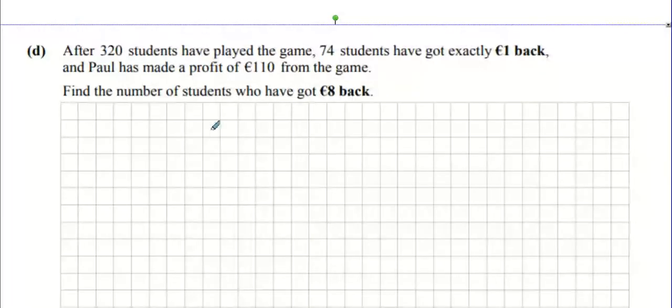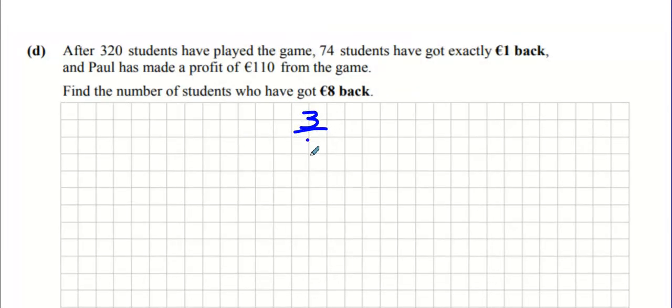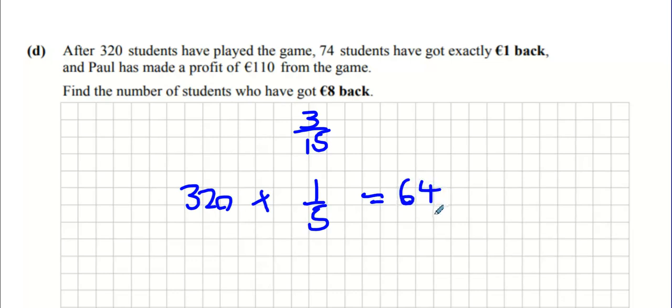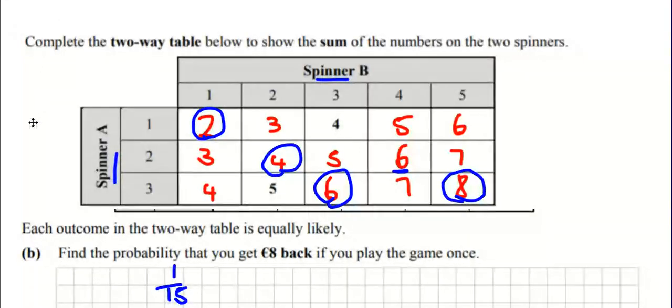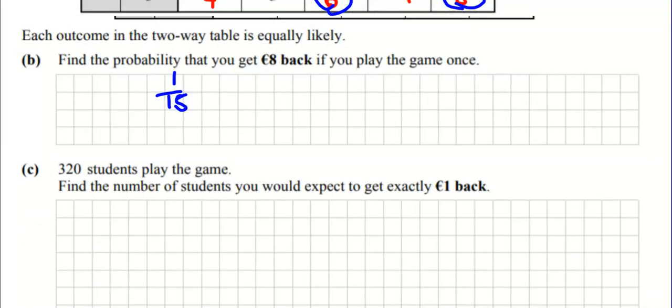So that's a 3 out of 15 chance, which is 1 out of 5. This should happen a fifth of the time. And if 320 students were to play it, it's going to be 320 multiplied by 1/5, which is 64 students. Oh, sorry, that's the answer to this question here.